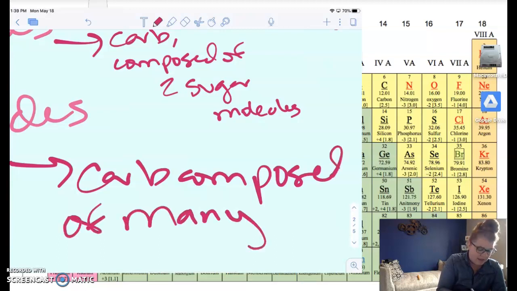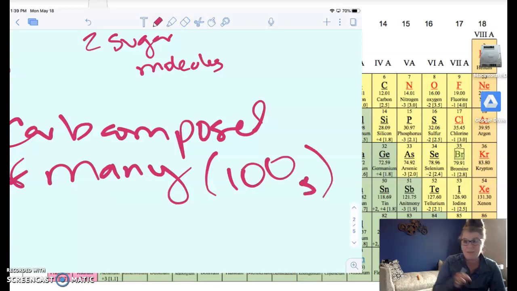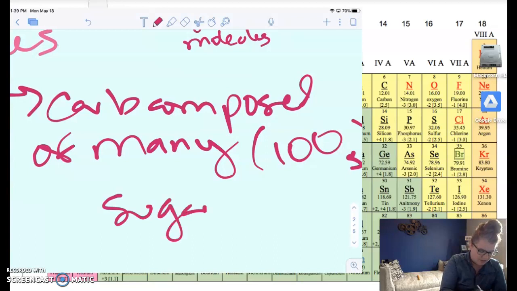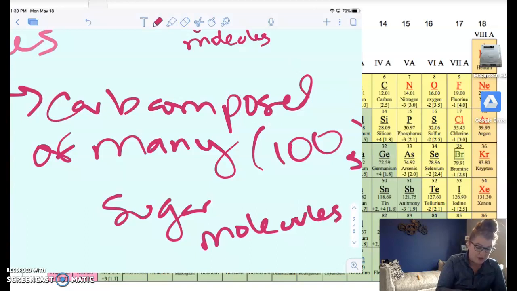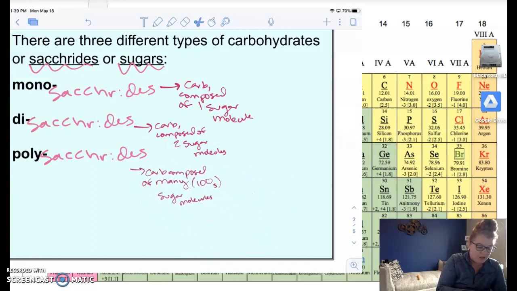And many, in regards to this, is in the hundreds. So not like 3 or 4 or 10 even, but hundreds of sugar molecules. So mono is just one, di is two, poly is many, and when we're saying many, we're talking hundreds. And the number that we're referring to here is sugar molecules.